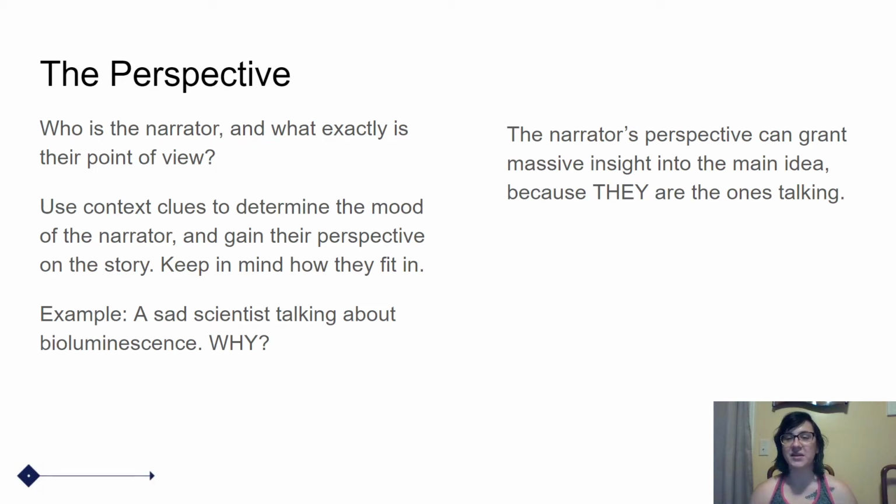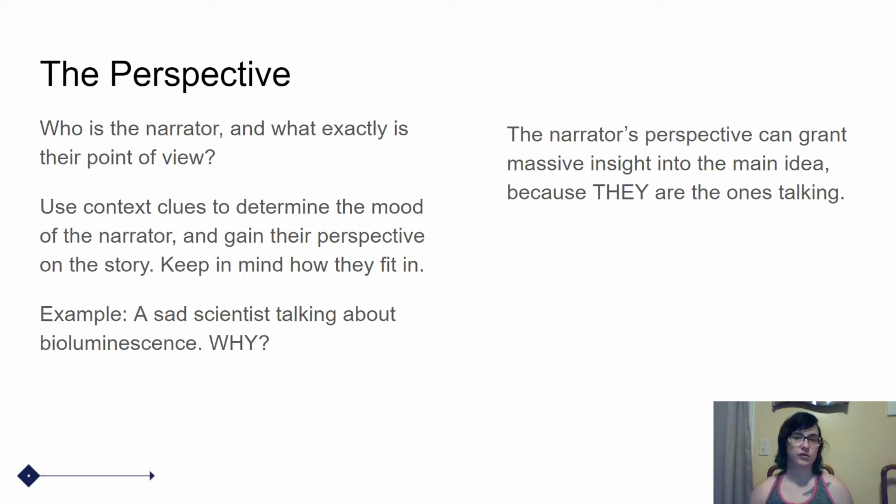But the narrator's perspective can really grant massive insight into the main idea because they're the ones talking. They're the ones telling you this story. So it really does matter if they're telling you a story about themselves. So a sad scientist is talking about how bioluminescence, like experimenting with that on poor innocent animals, made him quit his job. Or if they're talking about somebody else they know who experiences, if it's in the third person, that matters.